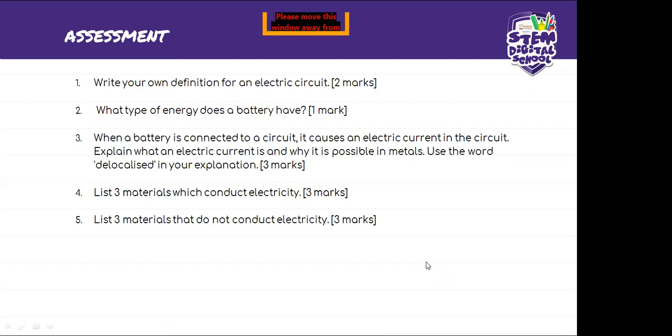Okay, guys, let's go back to question 3. It's like most of you didn't answer it completely. So the question is saying, when a battery is connected to a circuit, it causes an electric current in the circuit. Explain what an electric current is and why it is possible in metals. So let's go back to it before I give you the answers. All right, let's try to push ourselves and get the answer. I can see that the definition is fine, but why? Try to explain it using the word delocalize.